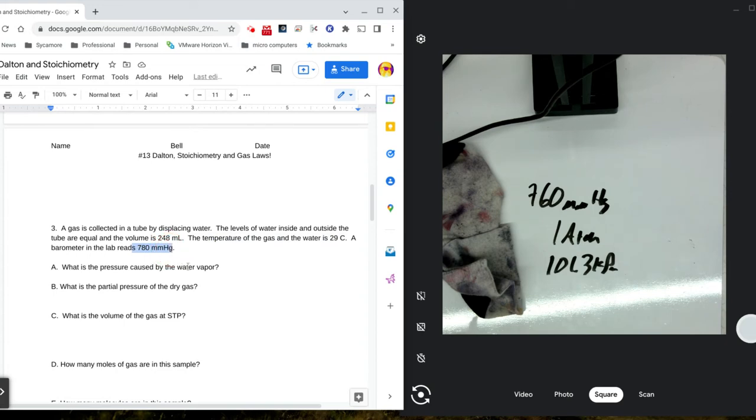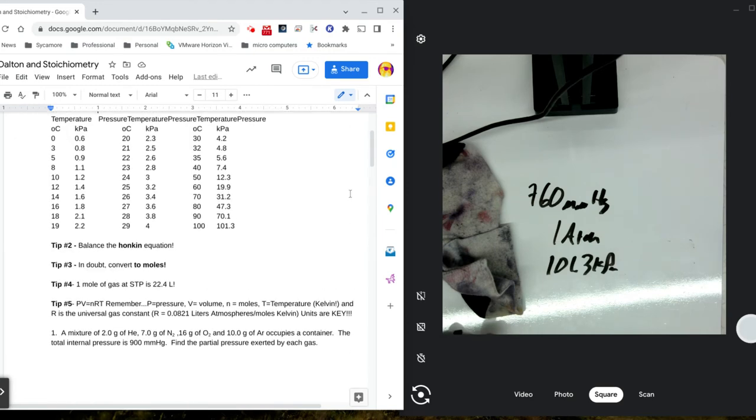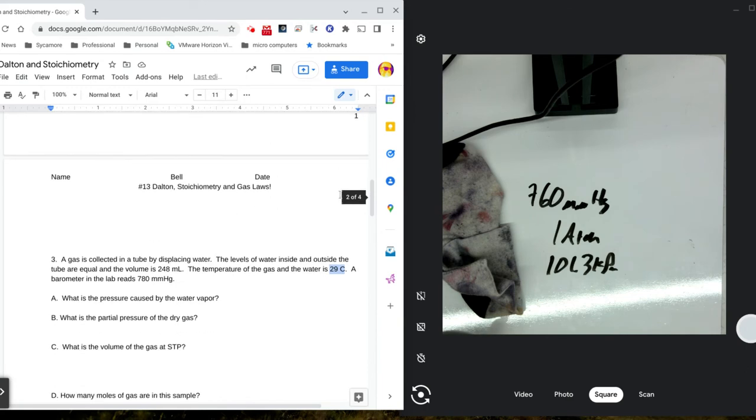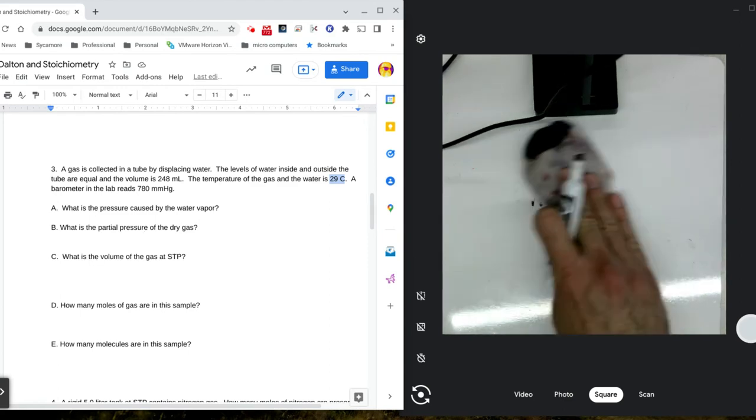Okay, so I'm going to give you some hints here. What's the pressure caused by the water vapor? Check out your chart that I just gave you at the top of this. If we have a temperature in Kelvin, we can look it up, or in Celsius. I think it's in Celsius. What is it? Yeah, it's in Celsius. We can find it and say, what is that pressure? Now for this one, pressure of the vapor, pressure of the dry gas, it goes back to this.